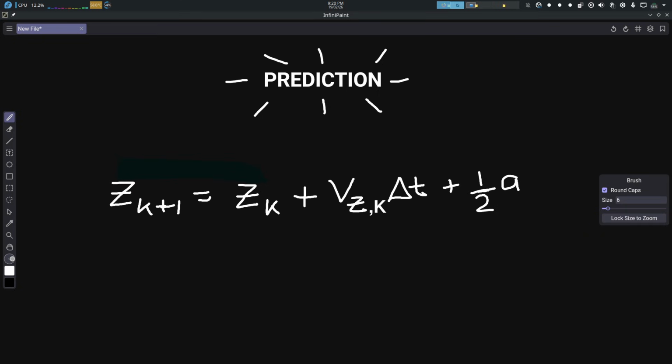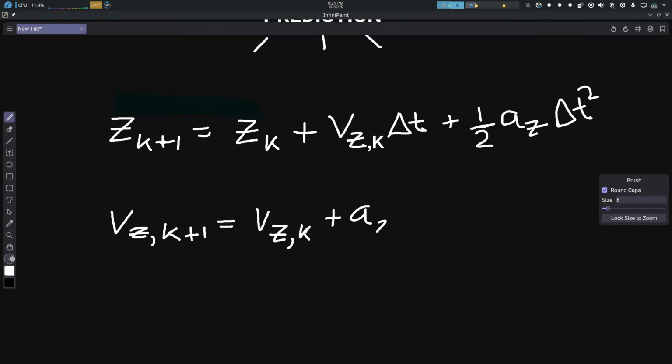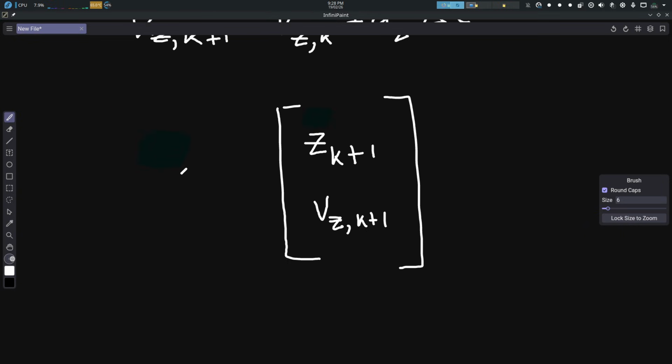Z_k is the current altitude, Vz_k is the initial vertical velocity, dt is the time interval, and Az is the vertical acceleration. But what about vertical velocity? Well, it is calculated using this formula. V is the final velocity, U is the initial velocity, A is the acceleration, and T is the time interval. We can substitute this into our equation like so. Vz_{k+1} is the new velocity, Vz is the initial velocity, Az is the vertical acceleration, and delta t is the time interval. I'll place the two terms in a 2x1 matrix and name it x.